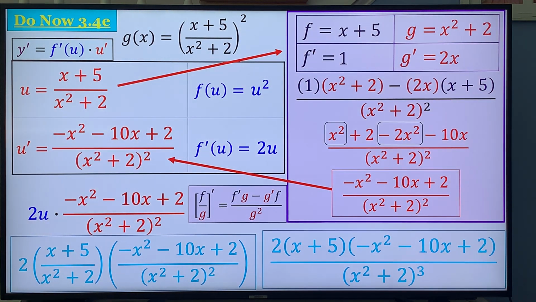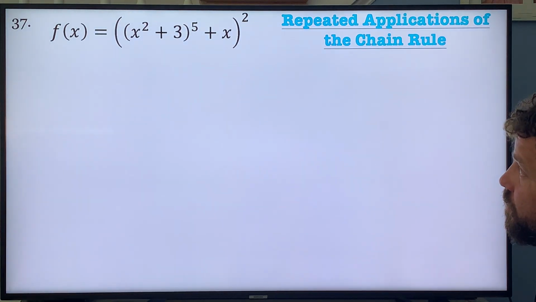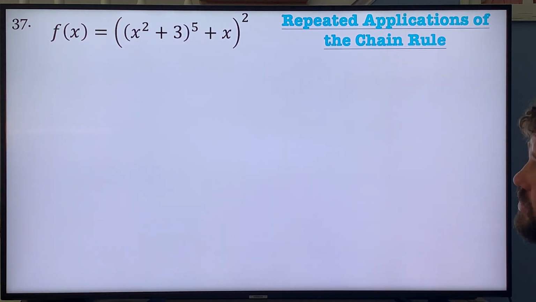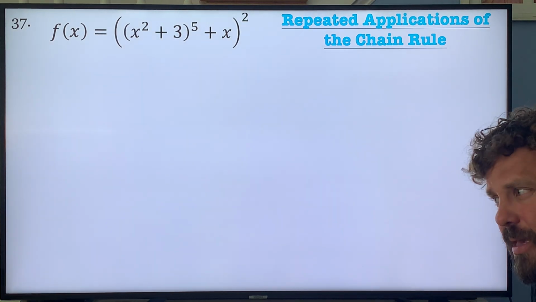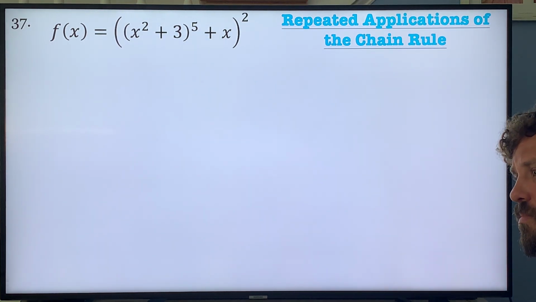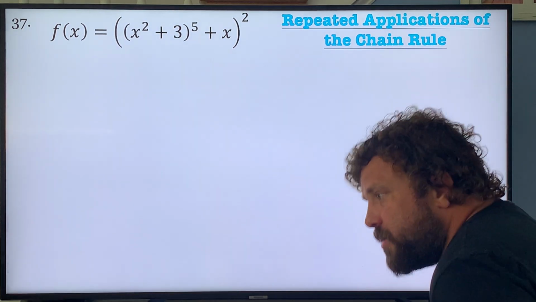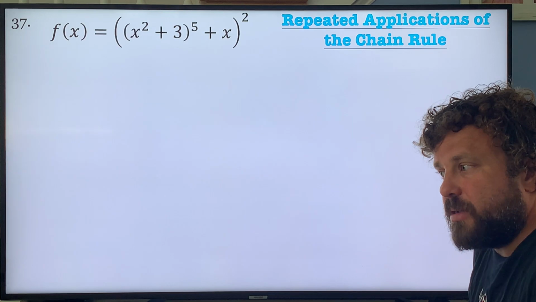All right. Repeat applications of the chain rule. What does that mean, repeat applications? You have a clue? What that means is you have a chain rule and you have another chain rule. So you have a double chain rule.